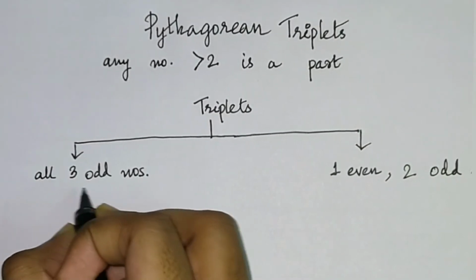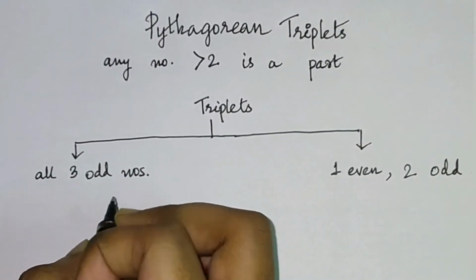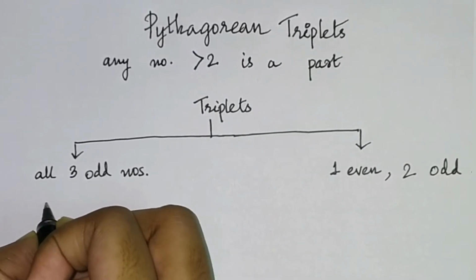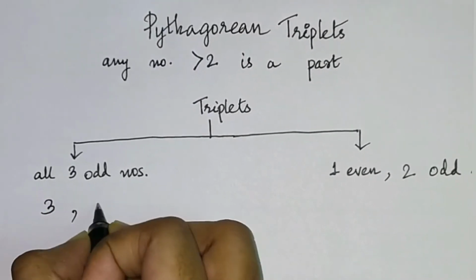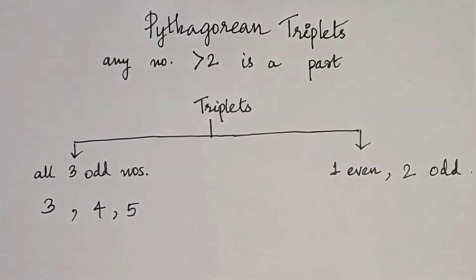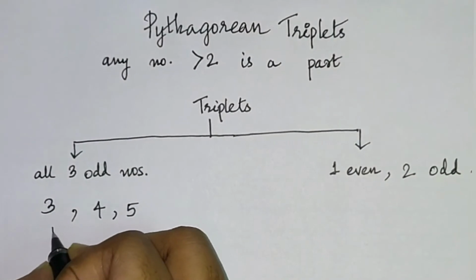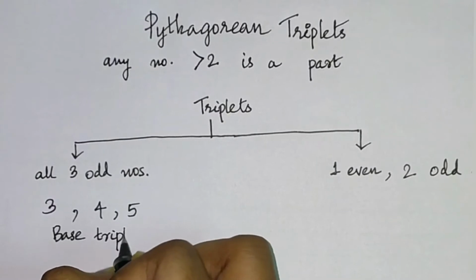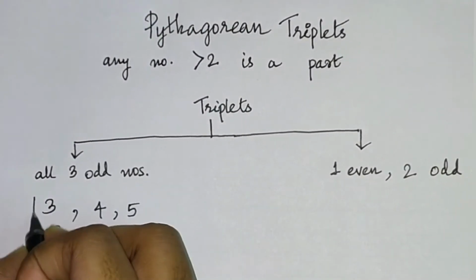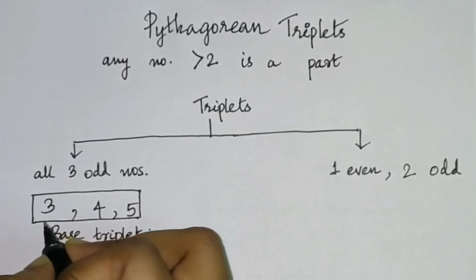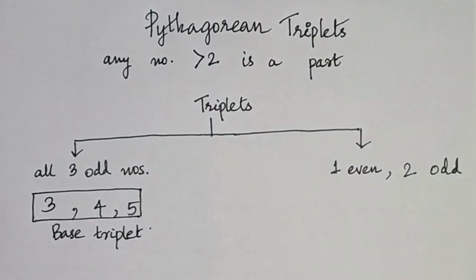In the all-odd-numbers category, we all know our first triplet is 3, 4 and 5. So this is our base triplet. Why do we call this a base triplet? Because later we'll come across other triplets which are derived from this triplet.